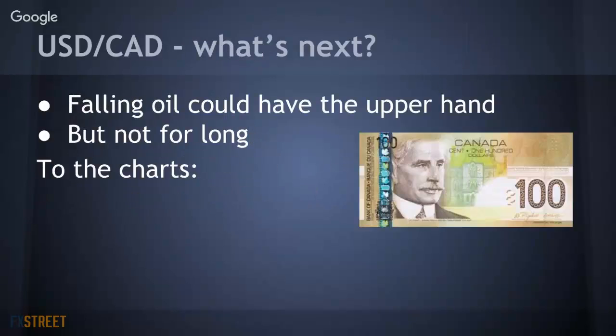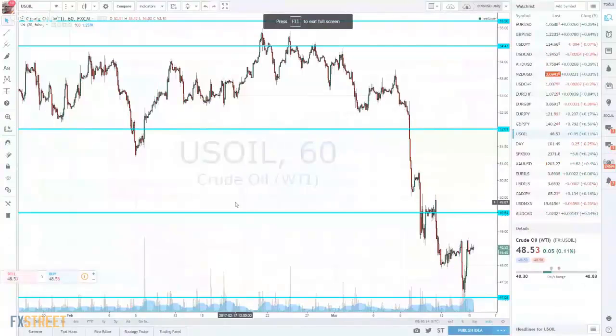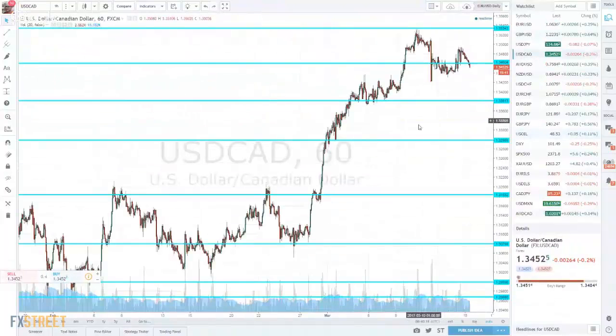Okay. So what's next for the Canadian dollar? I would say that in the short term, falling oil prices, I'm not sure we've seen the end of the falls. They could have the upper hand, but I wouldn't say it would last that long. So it could be a short-term rise in dollar CAD, and then we could move higher. So let's take a look at the Canadian dollar to conclude this segment.